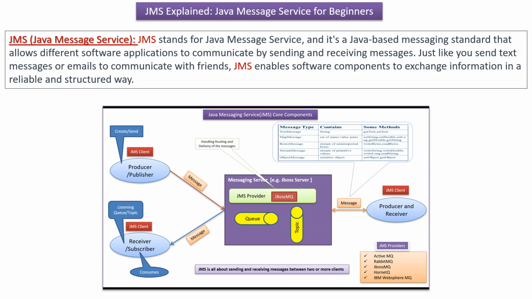In this video tutorial I will explain JMS. JMS stands for Java Message Service, and JMS is a Java based messaging standard that allows different software applications to communicate by sending messages and receiving messages, just like you send text messages or emails to communicate with friends. And JMS enables software components to exchange information in a reliable and structured way.